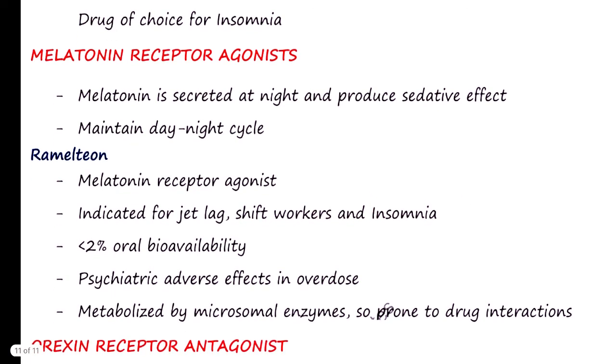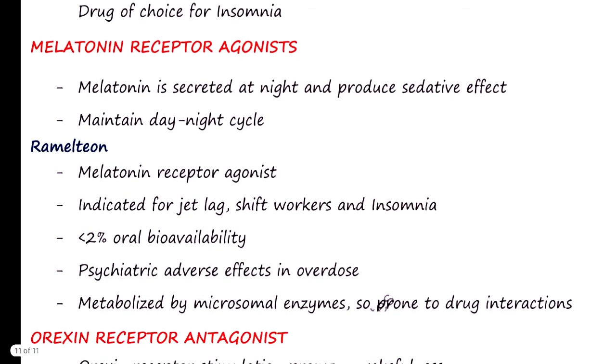One demerit of melatonin is that it has less than 2% oral bioavailability, so it needs to be given time and again. In overdose of Ramelteon, psychiatric adverse effects are seen. It is metabolized by microsomal enzymes, so there can be a lot of drug interactions. This was about our melatonin receptor agonist.